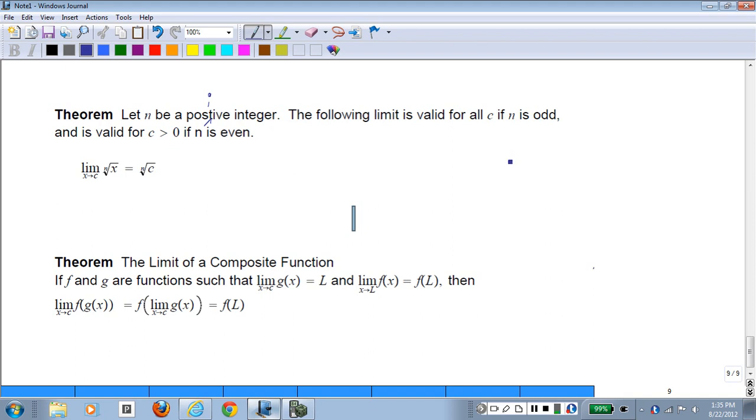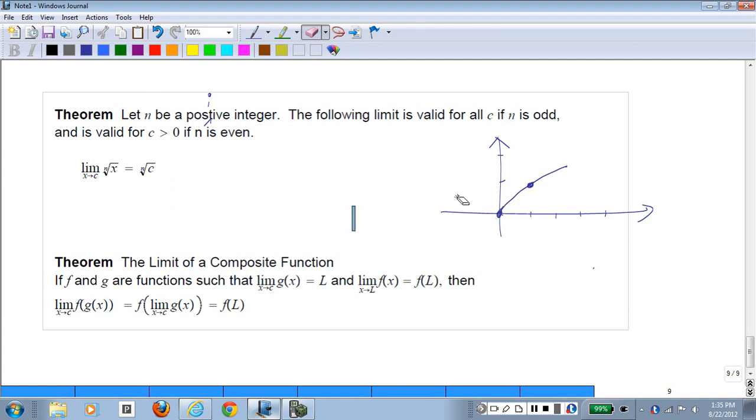If you just want to consider the square root function, 0, 0, 1, 1, 4, 2. That's good enough, I guess. That point's a little bit too high. That should have been flatter, and that not quite so steep. There we go. Let the square root function.